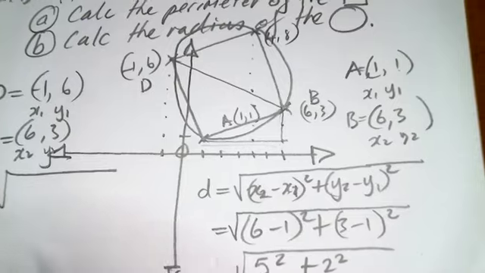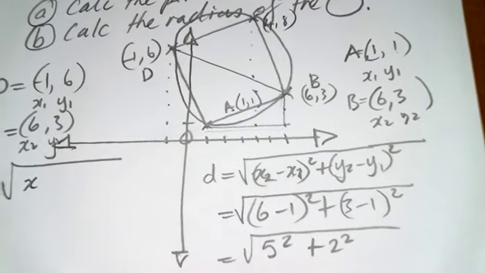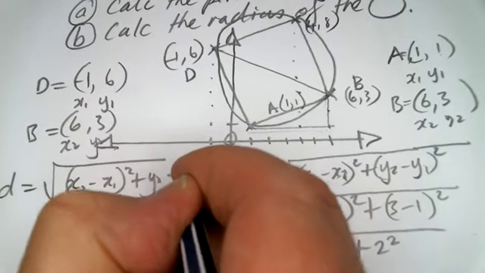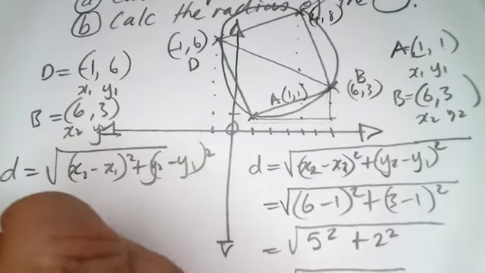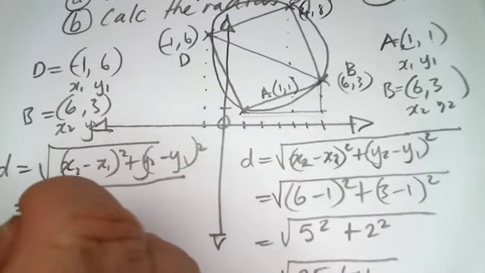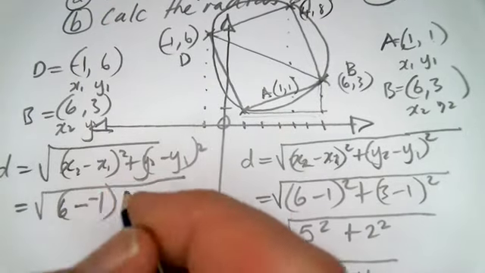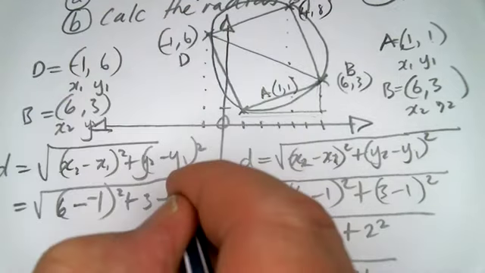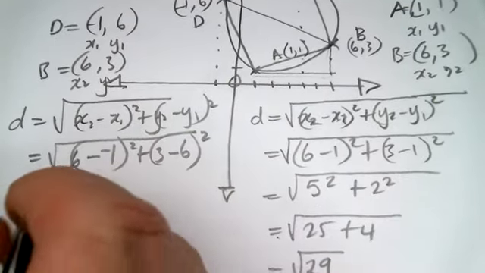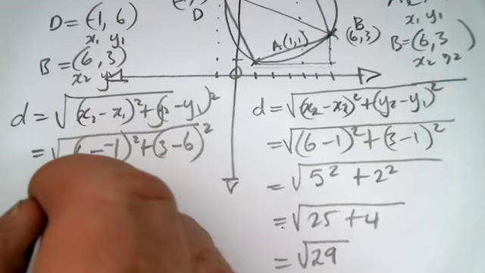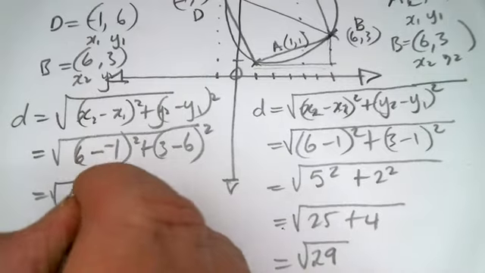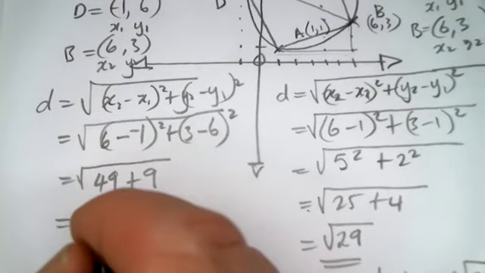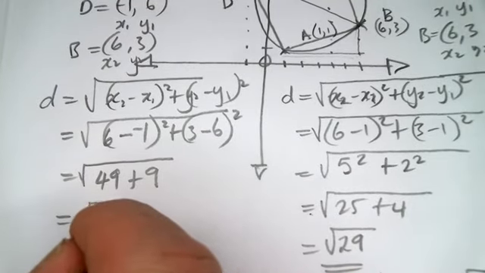So let's throw those in. I've got x2 minus x1 all squared plus y2 minus y1 all squared. So D is equal to the square root of 6 minus minus 1, all squared, plus 3 minus 6, all squared. All right, let's see what we got. 6 minus minus 1 is 7. 7 squared is 49, plus 3 minus 6 is negative 3, squared is 9. And 49 plus 9 is 58, so root 58.